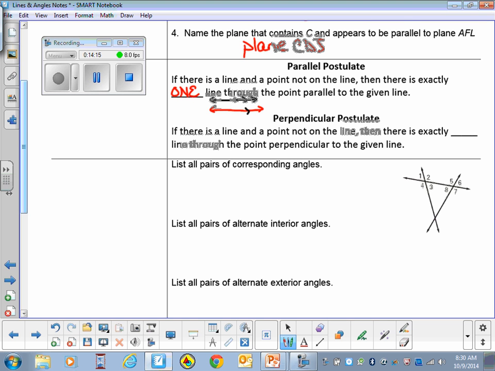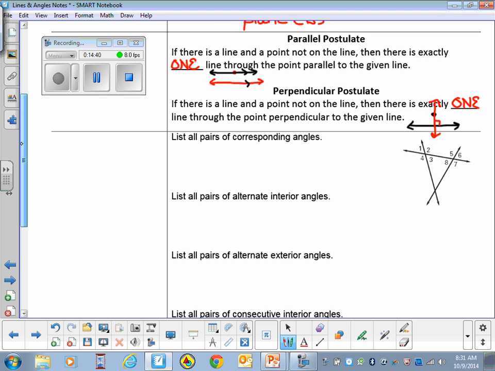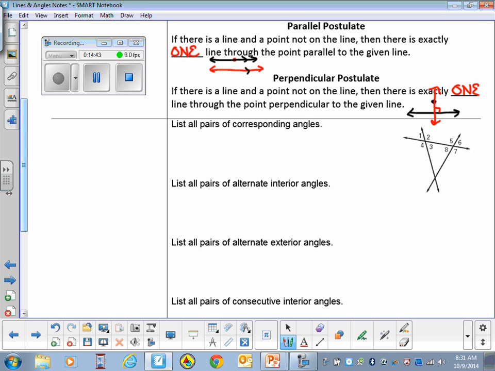The perpendicular postulate says if there is a line and a point not on the line, so same basic setup here, then there is exactly one line through this point that is perpendicular to the original line. Alrighty, I didn't give you parallel lines, did I? No, it's no fun for me if I give you parallel lines.